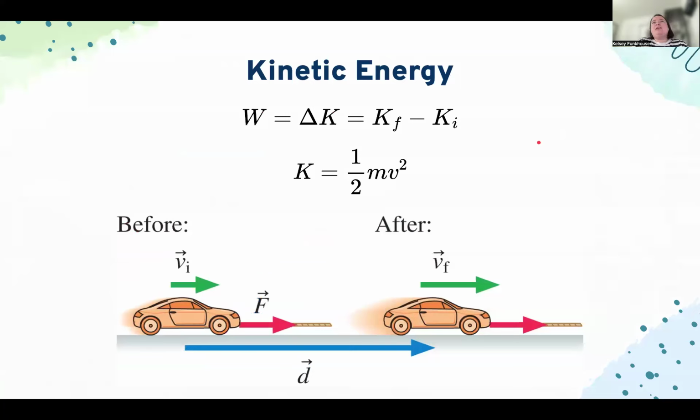Kinetic energy can also change when work is done on a system. So in this case, there was a force pulling on this car. It started with an initial velocity. The force pulls over a distance, and then we have a larger final velocity. So the work done is the change in kinetic energy. And kinetic energy is 1/2 the mass times the velocity squared.